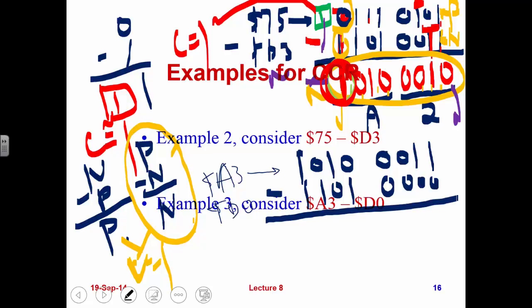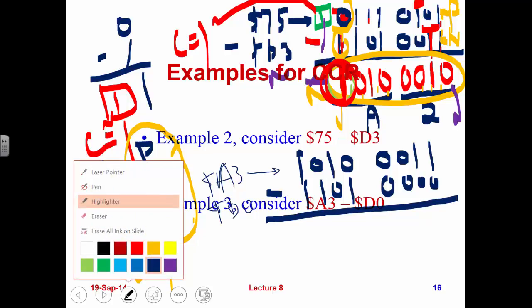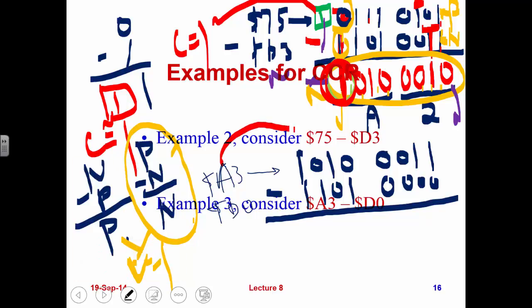Subtraction, right? So let me draw a line here. This A comes to this one, and this 3 comes to this one. Let me show you half by half. We're doing it half by half. Now let's do the subtraction.